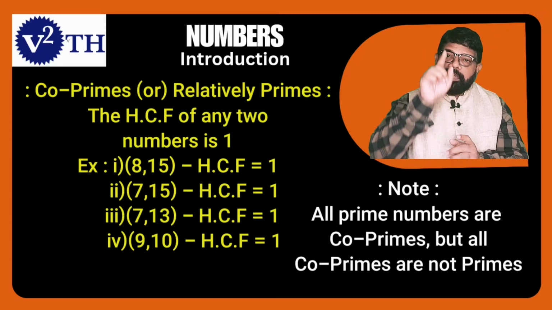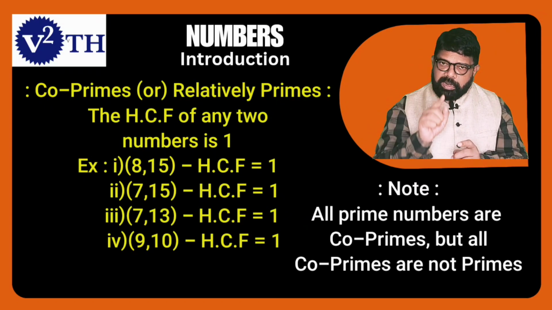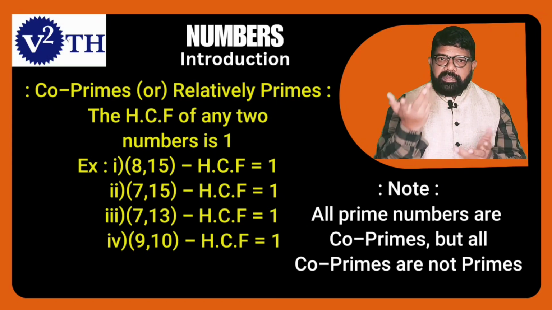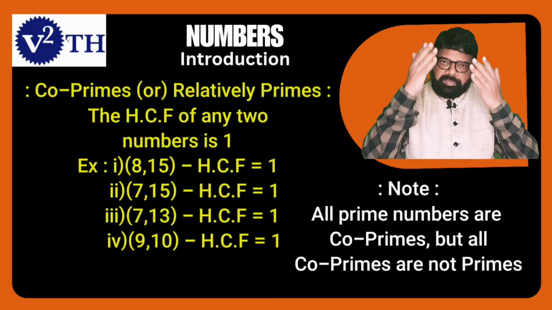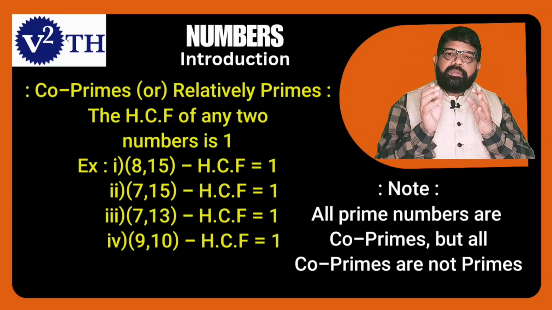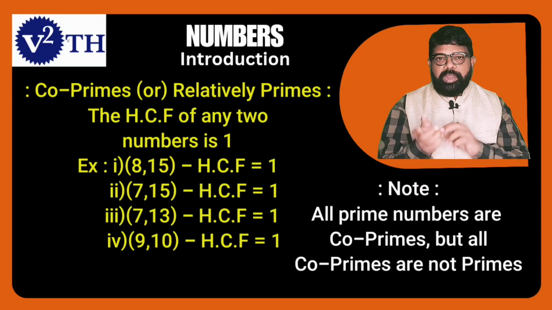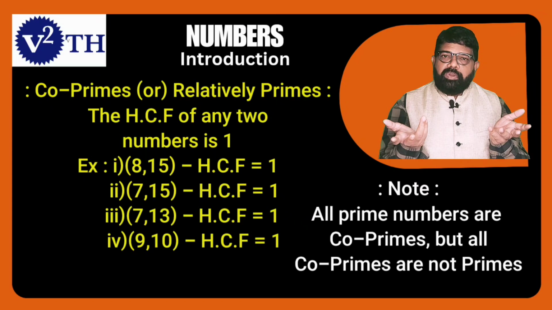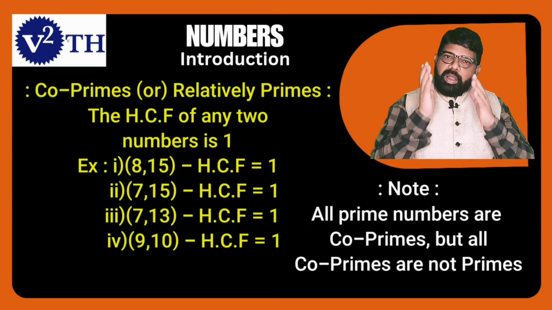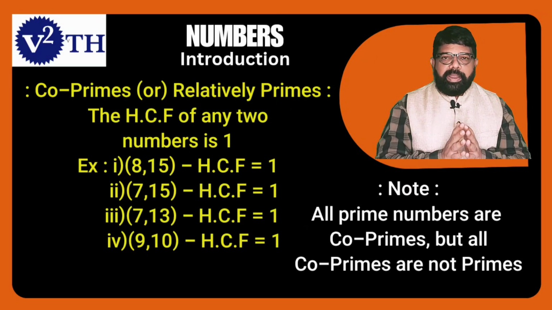Why? All prime numbers have 1 as a common factor, and the highest common factor is also 1. A prime number has only two factors, 1 and itself. So the highest common factor for all the prime numbers is 1. HCF is 1. So we say all prime numbers are co-primes, but all co-primes are not primes. So 8, 15 is co-prime, we know, but it is not a prime number. So important note, all prime numbers are co-primes, but all co-primes are not primes.